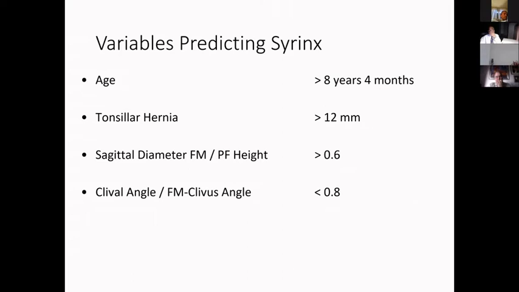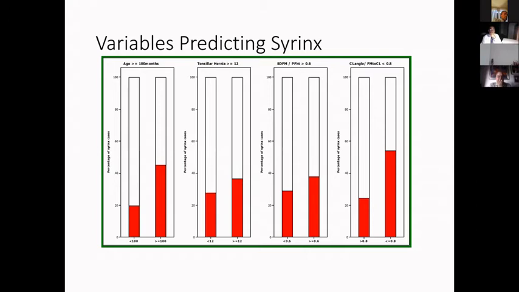And our statistician very clearly identified that a child who is 100 months of age, that is 8 years and 4 months, has a tonsillar hernia more than 12 millimeters, has a sagittal diameter of the foramen magnum ratio with the posterior fossa height more than 0.6, and the ratio of the clival angle to the foramen magnum clival angle of less than 0.8 is highly predictive for development of syrinx. And this is a very strong correlation of variables using a principal component analysis for prediction of a syrinx.